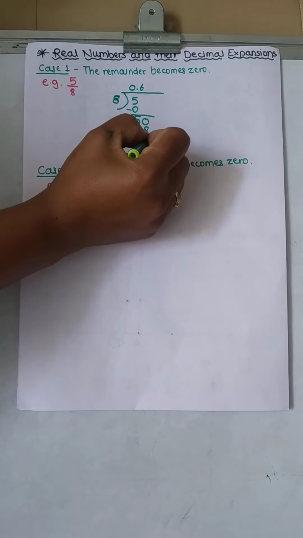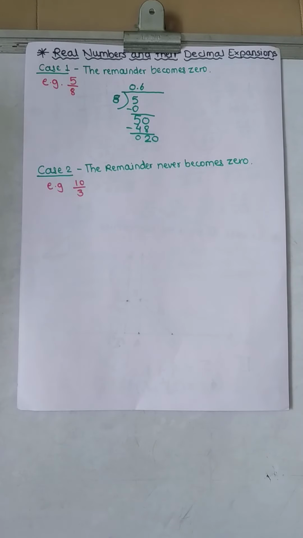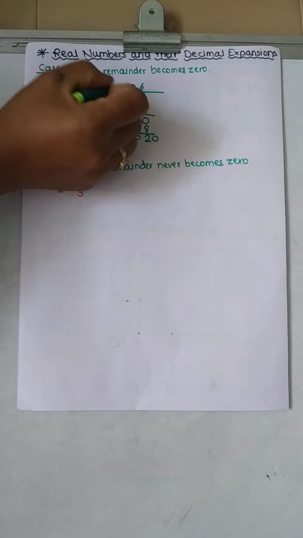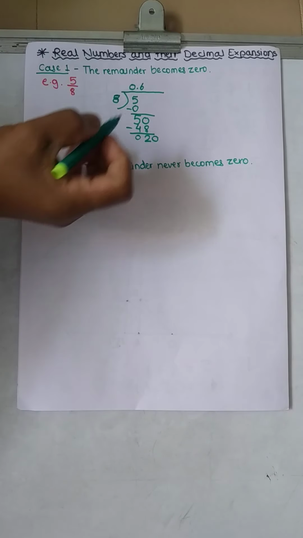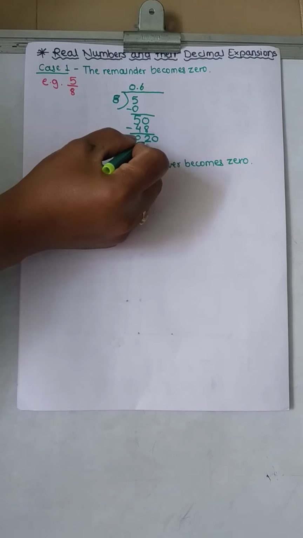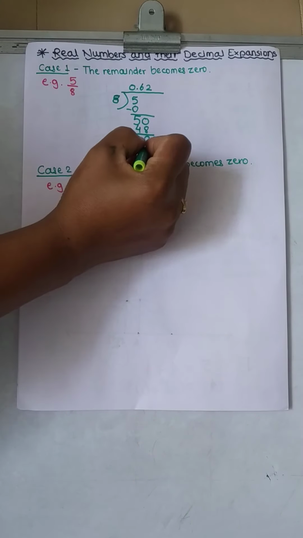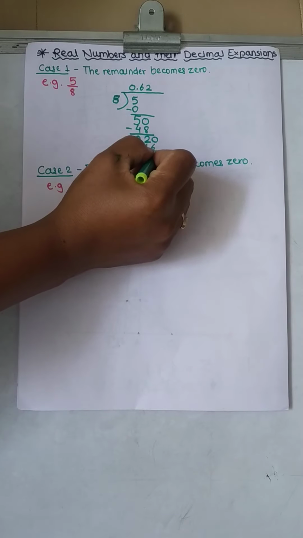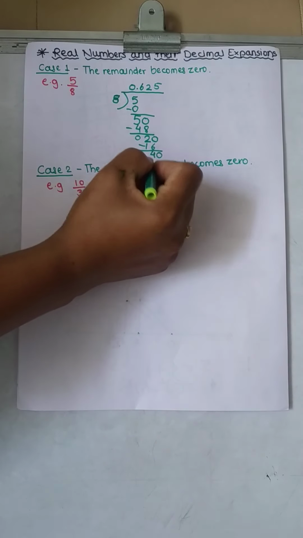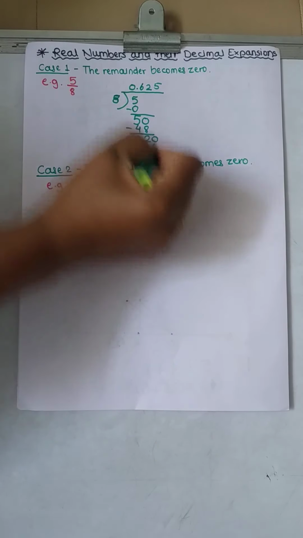Now again we will take 0. Now don't repeatedly put a point. Once we have put a point, we can take any number of zeros after it, right? So now in 8's table, 20. So 8 2s are 16. Now 4 remainder. Now we will take 0 and 8 5s are 40. Right? So likewise we will get 0.